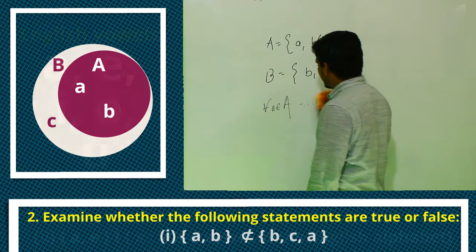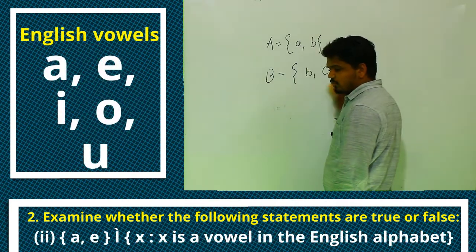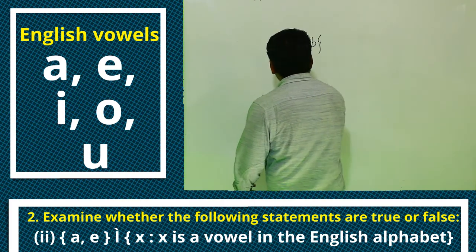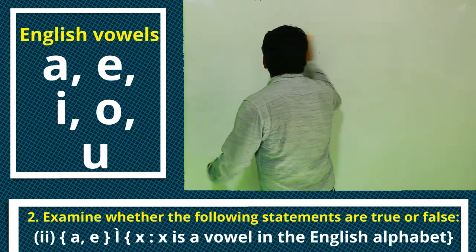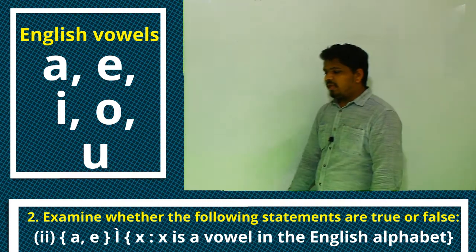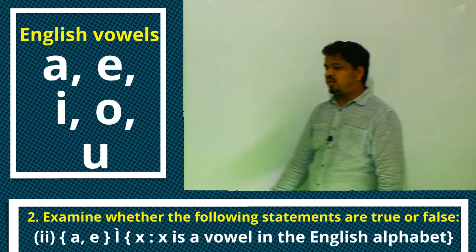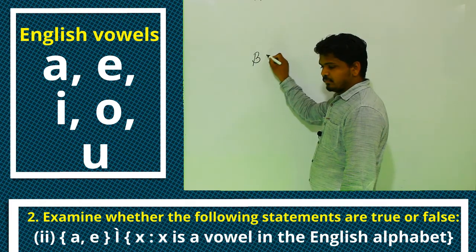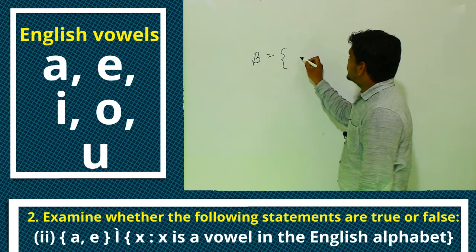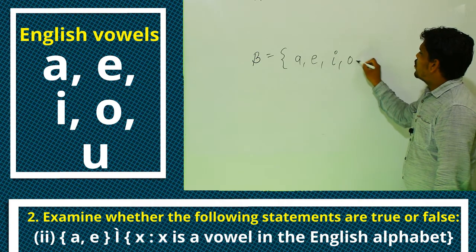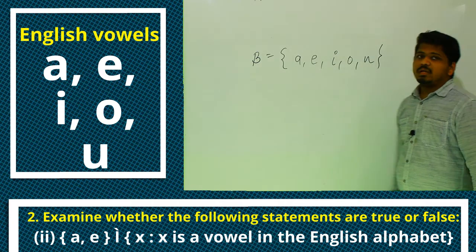Now just read question number 2. What does question number 2 say? Your set A is nothing but {a, e}. Just see on your screen {a, e}, and try to find your set B. B is nothing but {x : x is a vowel in the English alphabet}. I will just find my B. Here B is nothing but the English vowels. What are the English vowels? a, e, i, o and u. Okay, these are your English vowels.